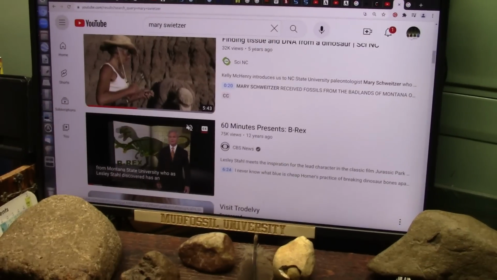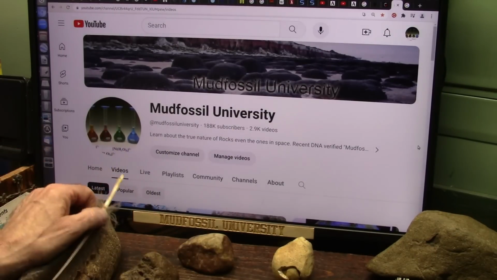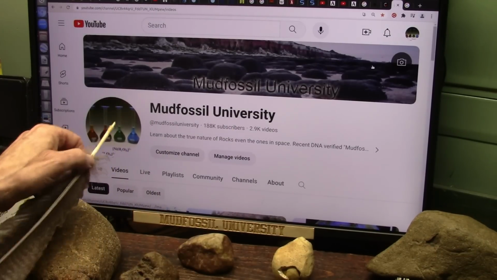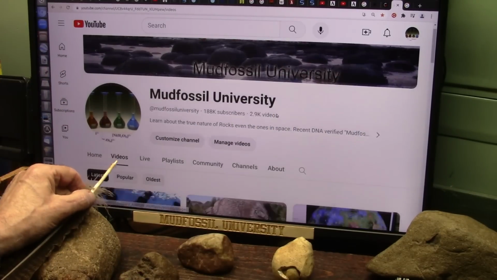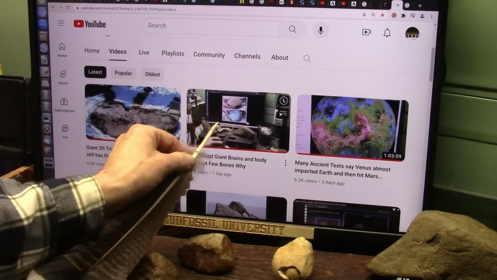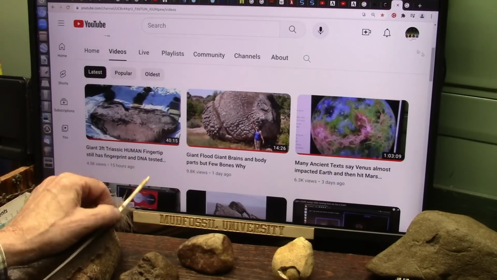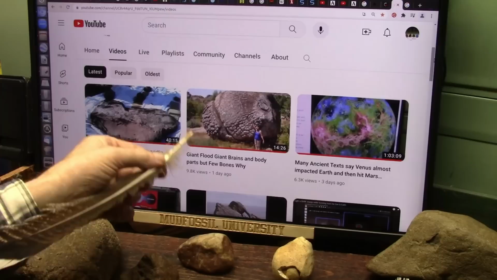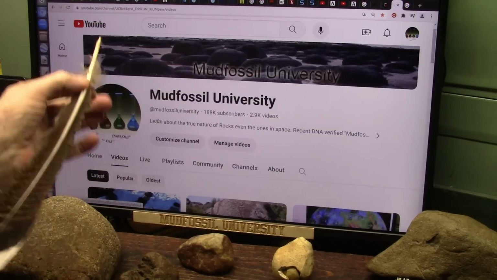I'll show you. Oh, by the way, I think I might have mentioned this, but I'm going to change this to that brain. When you go up and you see Mudfossil University, you see this logo. Nobody really cares for that logo. So I'm going to make a brain. I'm going to put a brain there instead. Let's go with the brain. So remember that. If you come up and you're looking for my logo, it's not going to be there anymore. I'm changing it.